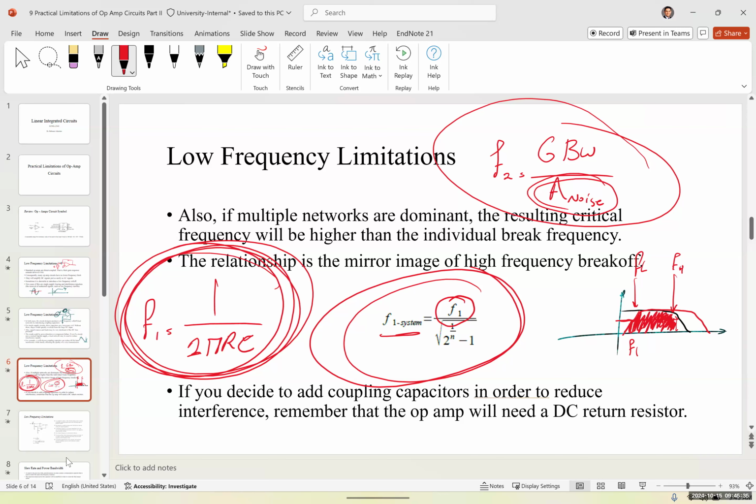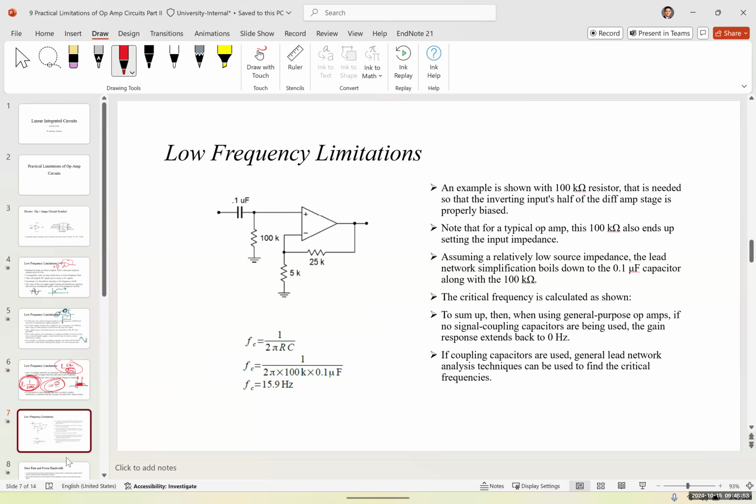Okay. So no matter what op amp we change, or what gain we add, anything, it's going to have no effect on the lower cutoff frequency. The lower cutoff frequency is only dependent on the RC circuit, which is technically a coupling capacitor connected to the resistor. This is an example of our low frequency limitation system.